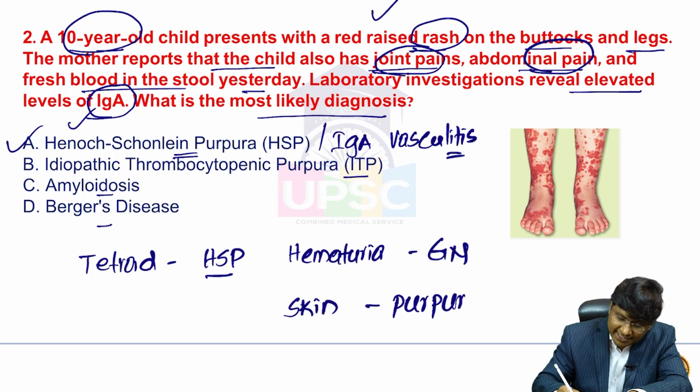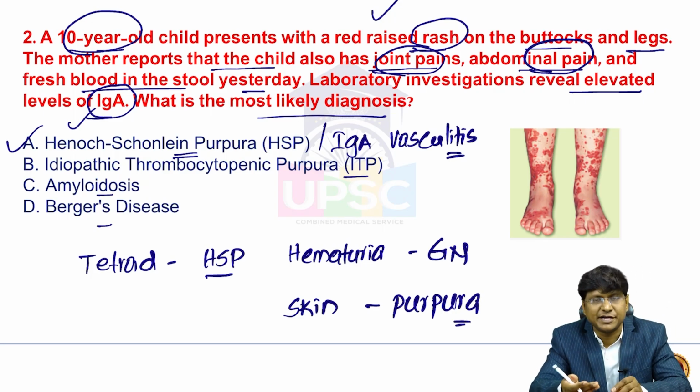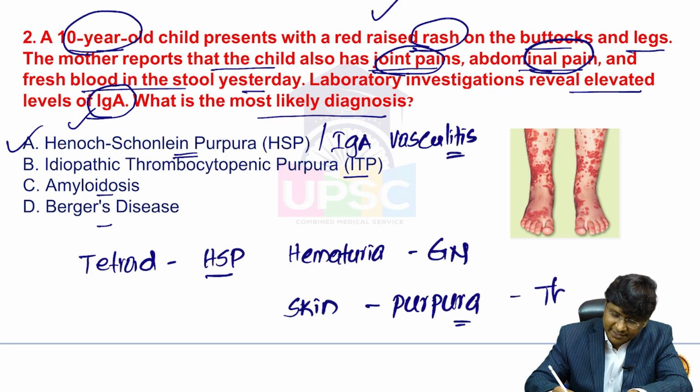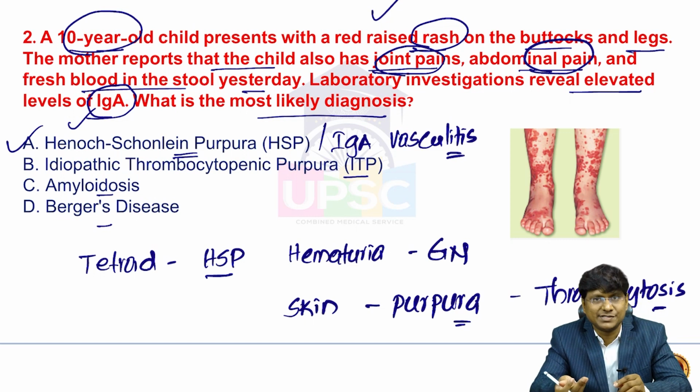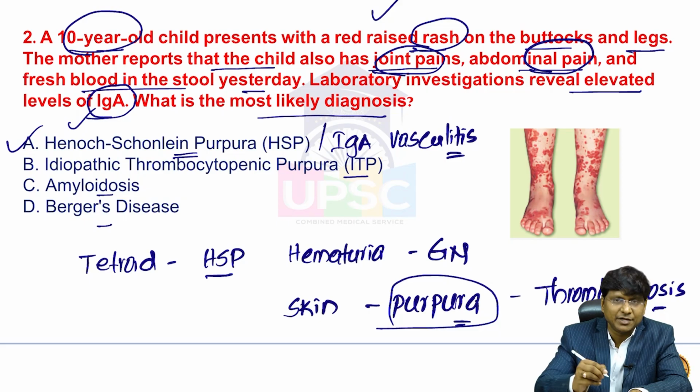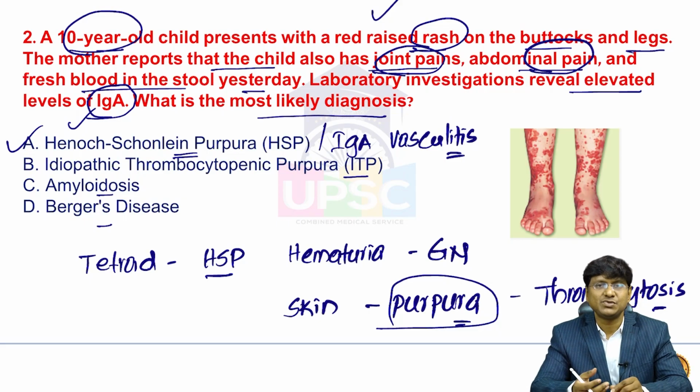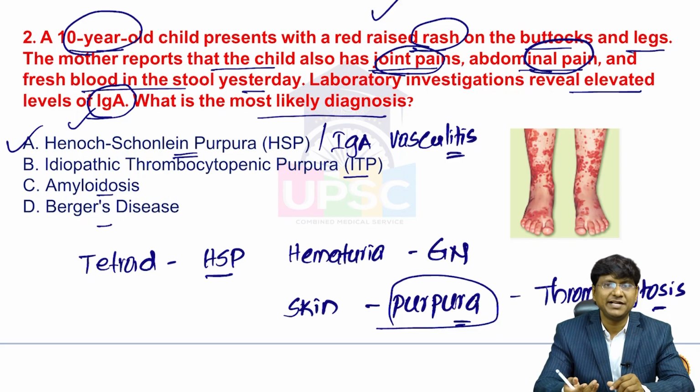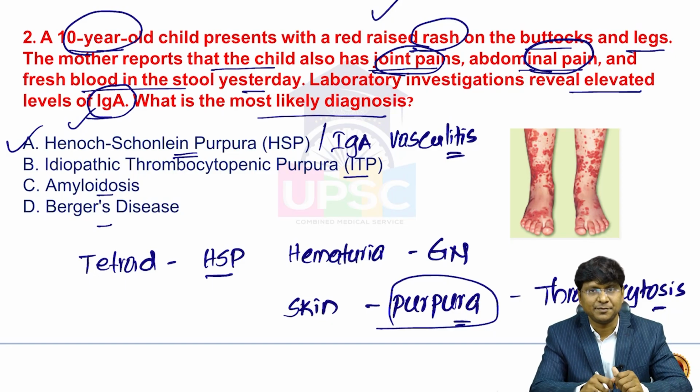But the purpura here is not because of thrombocytopenia. In these individuals, in fact, there will be thrombocytosis. Thrombocytopenia will not be there. Then why do you have this purpura? That is because of the cutaneous vasculitis. Because of the cutaneous vasculitis you have the presence of the purpura, right?